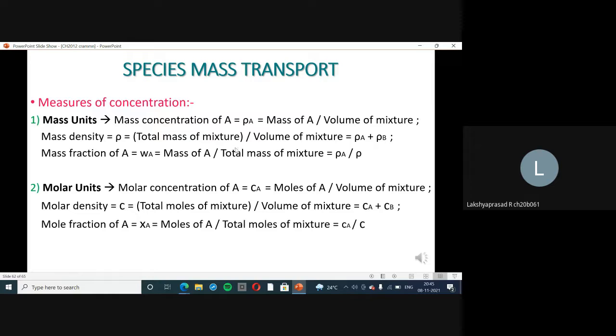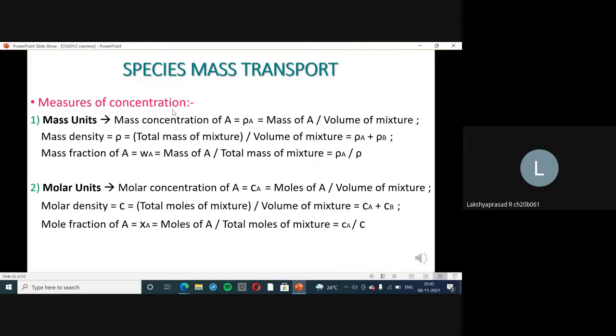Hello. So let's get started with species mass transport, or we can say conservation of species mass. But first we have to know the different measures of concentration. In that we have mass units and molar units.